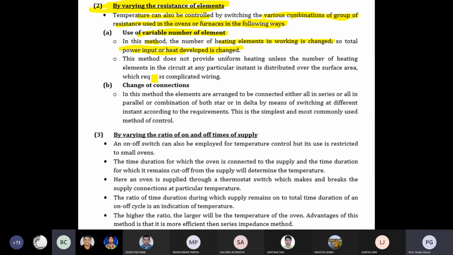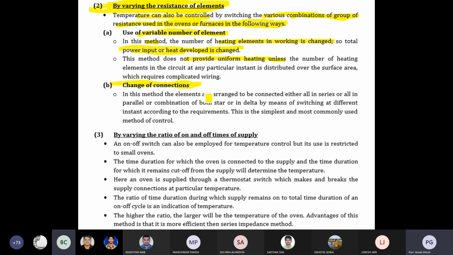This method does not provide uniform heating unless the number of heating elements in the circuit is changed, since the heat distribution over the surface area depends on them. So how can it be provided throughout the surface? If the connections are changed, the entire process will automatically be varied. That is the change of connections.